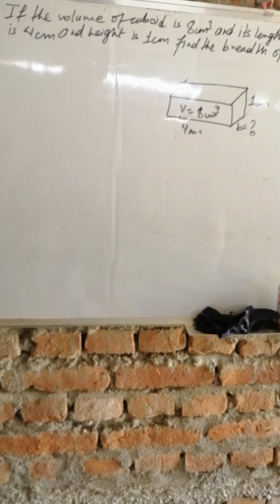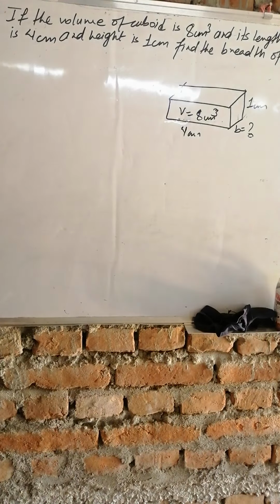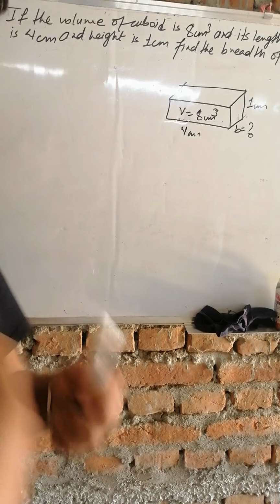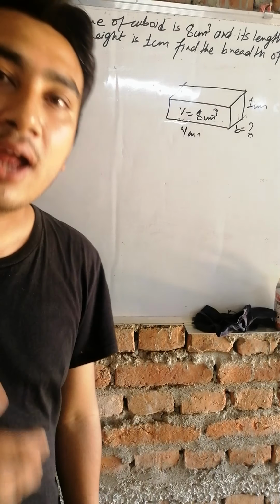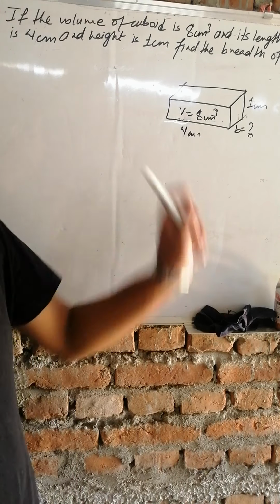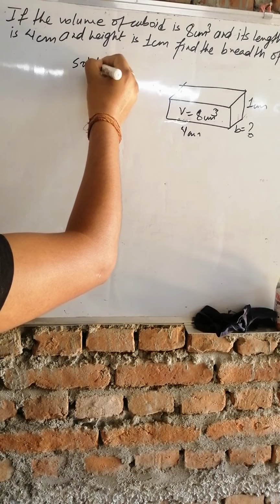In this type of question, last time I told you that in perimeter, in area, and in volume, when you are doing this type of question, whose value is given, that formula we have to use to find the value. Okay, so now we can write your solution.